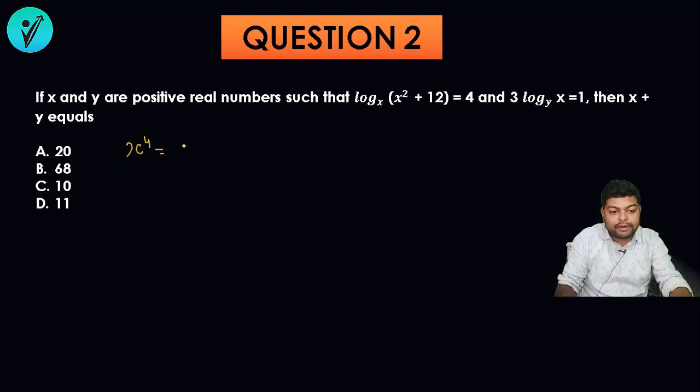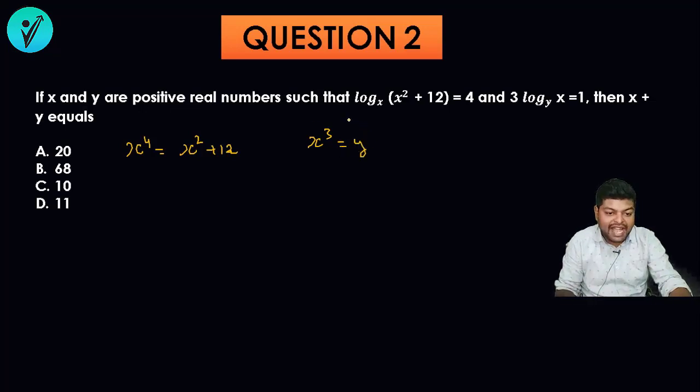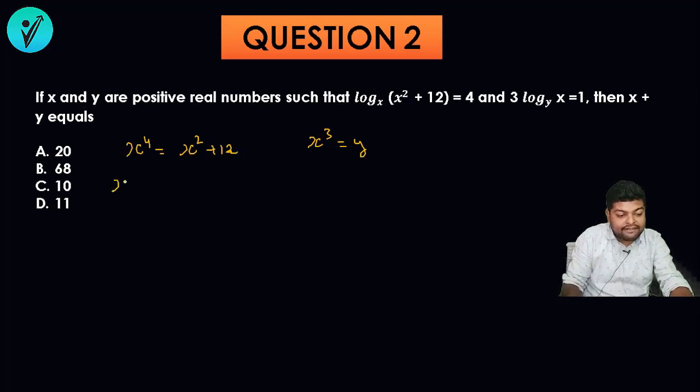x to the power of 4 will be equal to x square plus 12, and we'll have x cube equals y. So these two expressions we have. We have to solve these two expressions and get the value of x plus y. So this can be transformed to a quadratic equation. When you solve this, we have x to the power of 4 minus x square minus 12 equals 0.